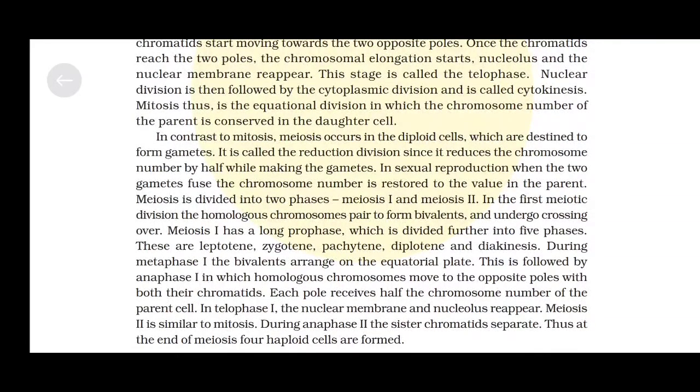Meiosis 2 is similar to mitosis. During anaphase 2, the sister chromatids separate, thus at the end of meiosis, 4 haploid cells are formed.